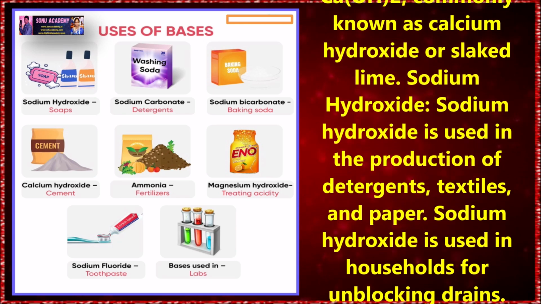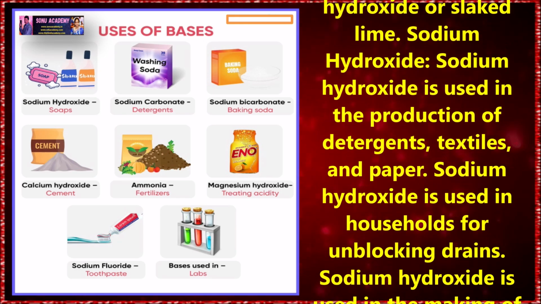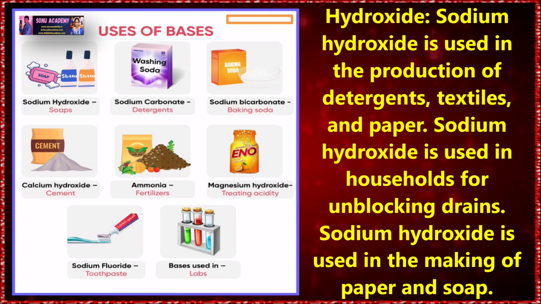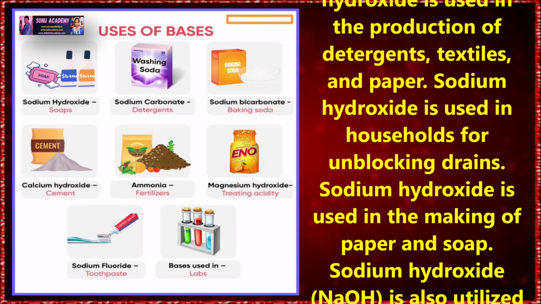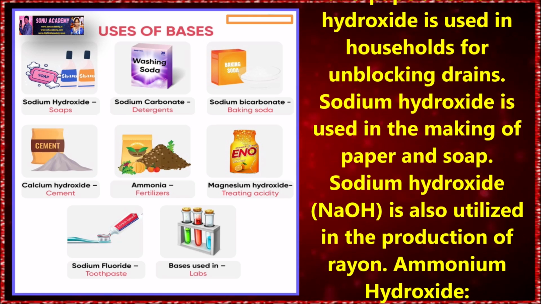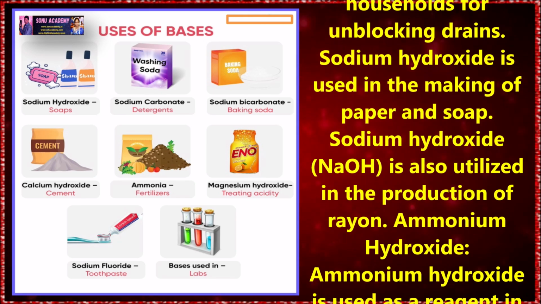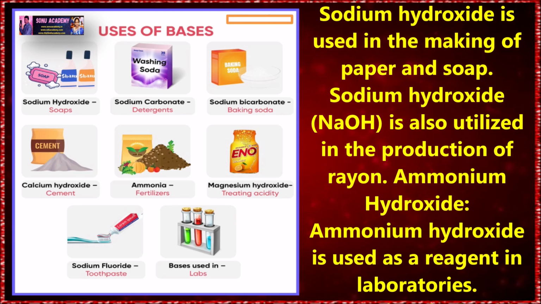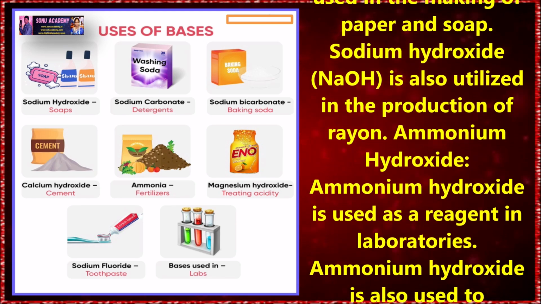Sodium hydroxide. Sodium hydroxide is used in the production of detergent, textiles, and paper. Sodium hydroxide is used in households for unblocking drains. Sodium hydroxide is used in the making of paper and soap. Sodium hydroxide is also utilized in the production of rayon.